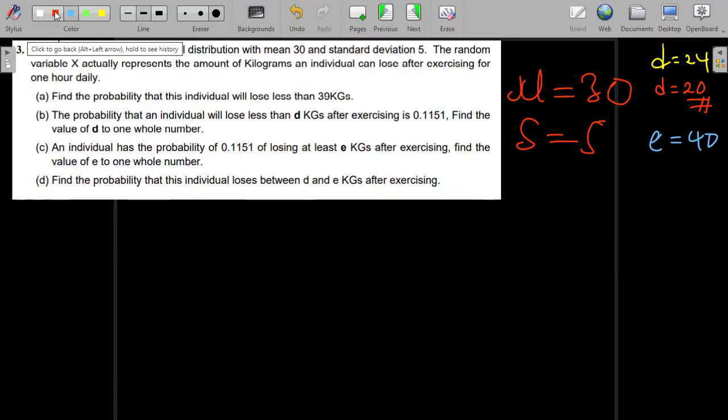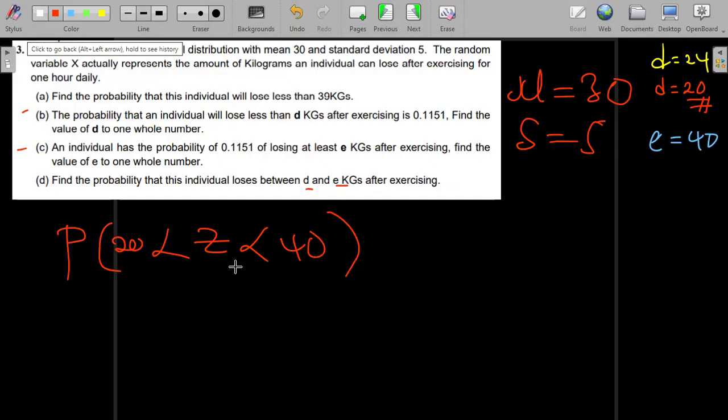Okay, and then D depends on C and B. The same: find the probability that the individual loses between D and E. I'm going to use the rounded-off values that we found there, because they said one whole number. So I'm finding the probability that X is between 20 and 40. First of all this has to be X, and then now we can change it to the Z.